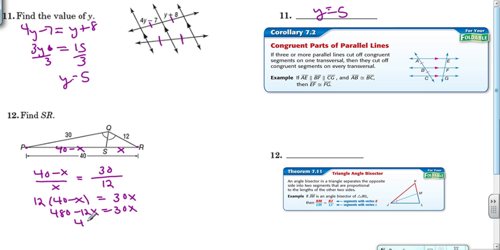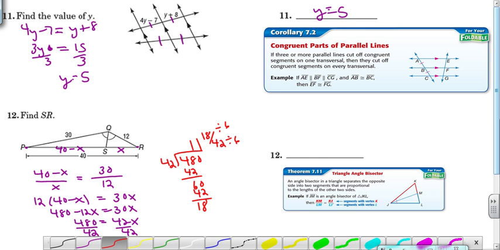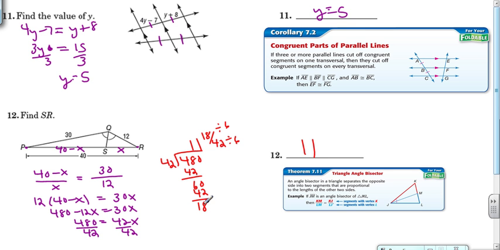Add 12x to each side, so 480 equals 42x. Divide each side by 42. So 42 goes into 480 11 times, with 18 left over, so I get 18 over 42, but 18 and 42 can each divide by 6. 18 divided by 6 is 3. 42 divided by 6 is 7, so it's 11 and 3/7.